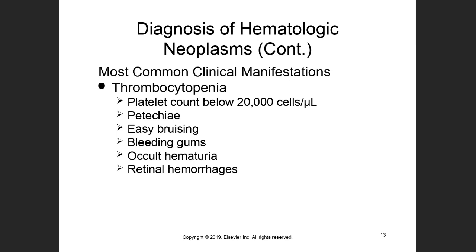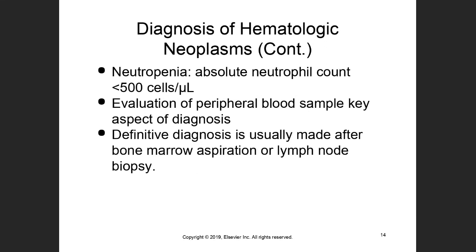When you have low platelets, you are at risk of bleeding, and bleeding can produce petechiae, easy bruising, bleeding of the gums, ocular hematuria, retinal hemorrhage. Neutropenia, absolute neutrophil count less than 500.